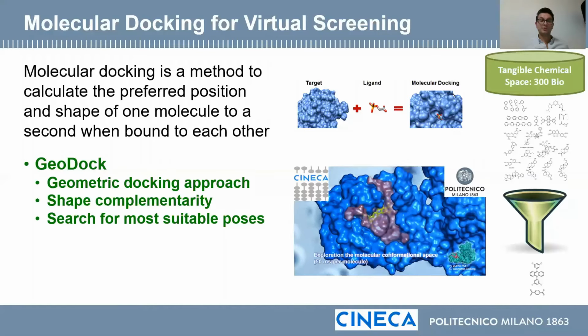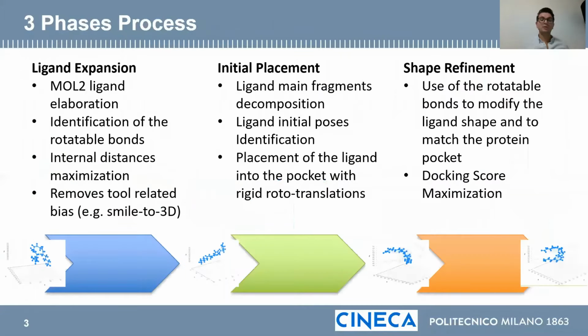Given a pose in the pocket, we can estimate the strength of the chemical and physical interactions between the ligand and the pocket by computing a geometric fitting score. Every ligand from the database is evaluated separately and independently from each other. The molecular docking is divided into three phases: the ligand expansion, the initial placement, and the shape refinement.